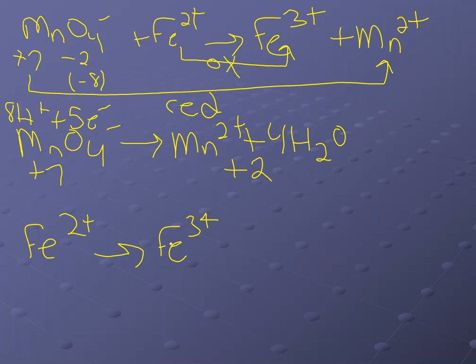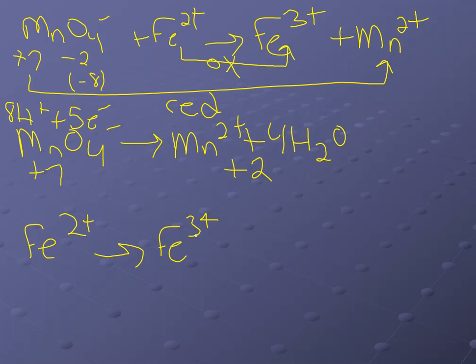The next thing is I need to balance oxygen. I don't have any oxygen, so I don't need to worry about adding water. Then do I have hydrogen that I need to balance? No, no hydrogen, so I don't have to add any hydrogen ions in. But I do have a discrepancy in my charges. This side is a positive 2, this side's a positive 3. I need to make those match each side.